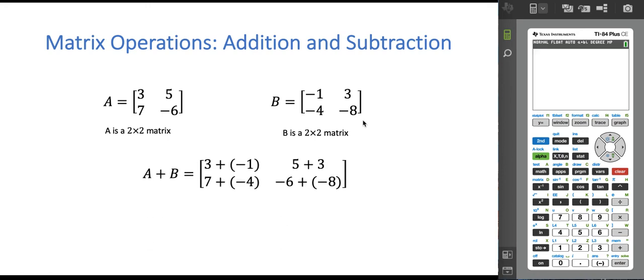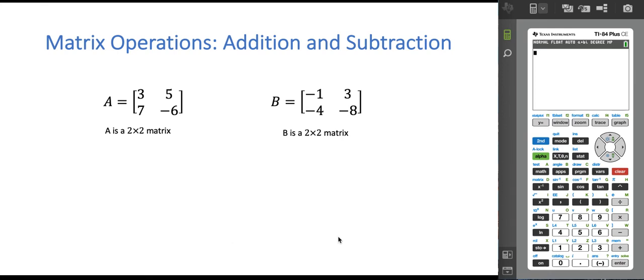I've written it out here. I'm writing it out so that you see what's happening, but you don't necessarily have to write all that out. But when you add those together, you end up with 2, 8, 3, and -14. It's also a 2 by 2 matrix. Okay, let's look at the next example.